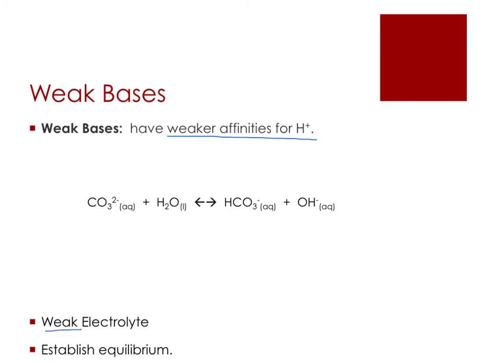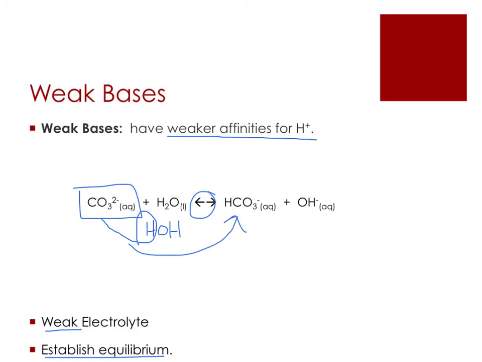A weak base, on the other hand, has a much weaker affinity for H+ ions, making it a weak electrolyte. And it also, like a weak acid, establishes an equilibrium, as indicated by the double-sided equilibrium arrow. In this example, the weak base CO3 2- is not able to attract all that many H pluses to itself. Only some of these ions will grab an H plus to form HCO3- and OH-.